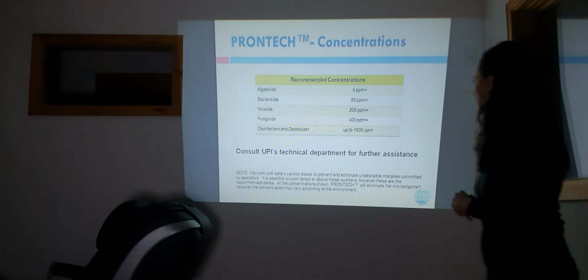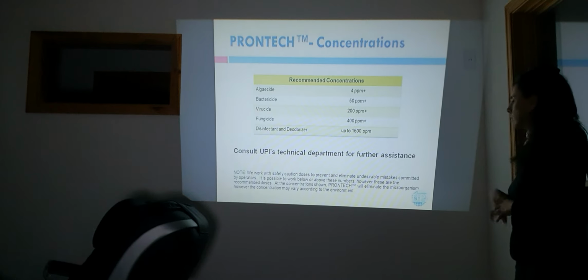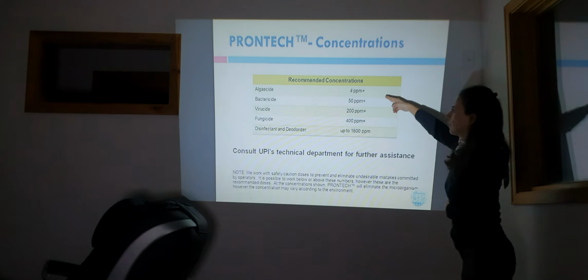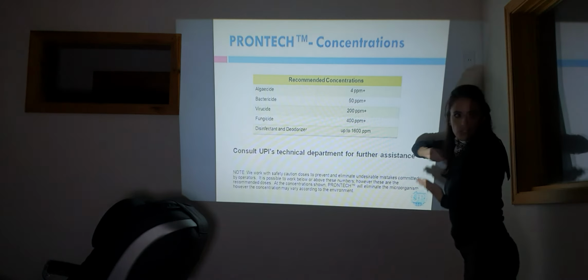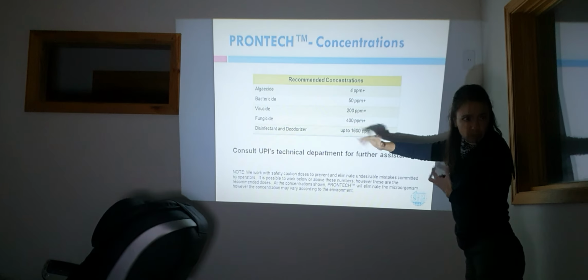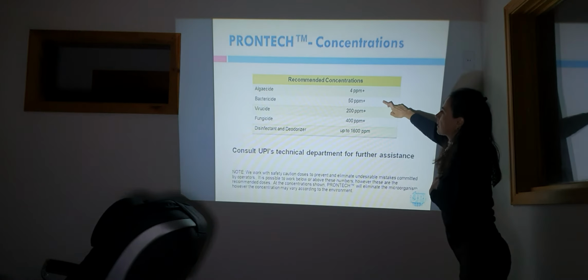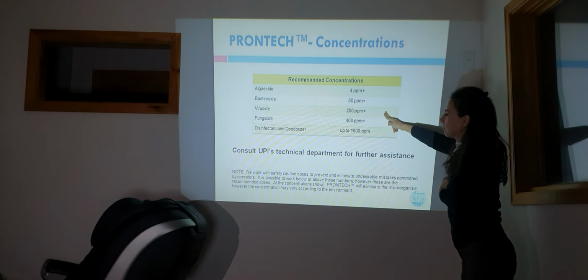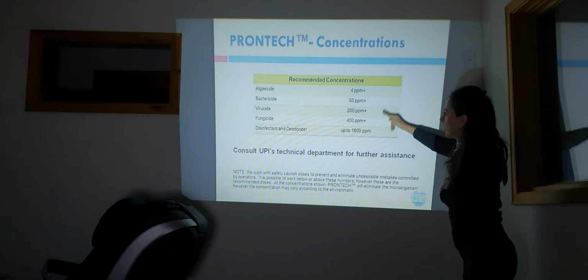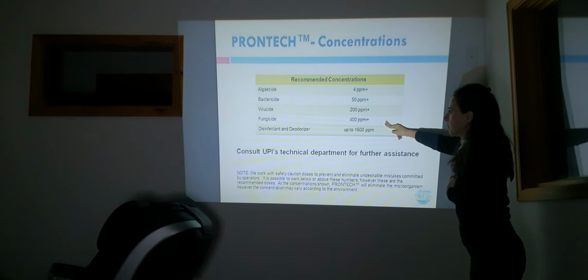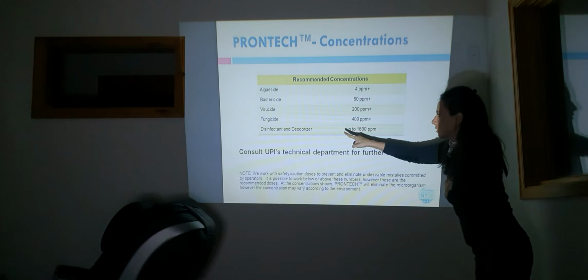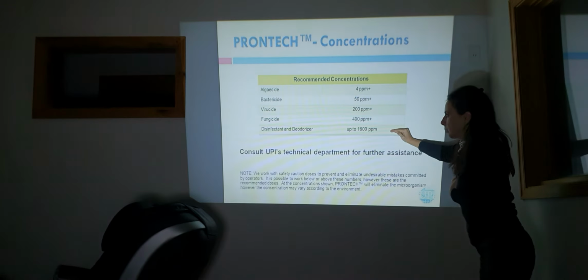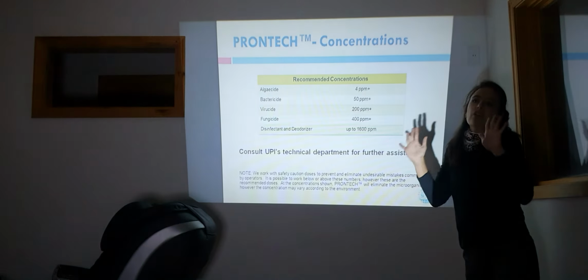This just says recommended concentrations, starting at 4 ppm as an algicide to kill algae and mold, which we learned. As a bactericide, 50 ppm and higher. As a virucide, 200 ppm and higher. Fungicide, 400 ppm. And as a disinfectant and deodorizer, 1600 ppm. These are just standard.